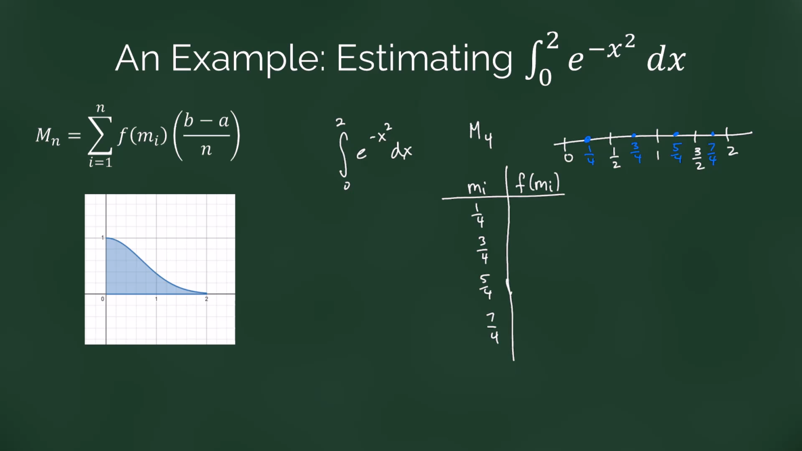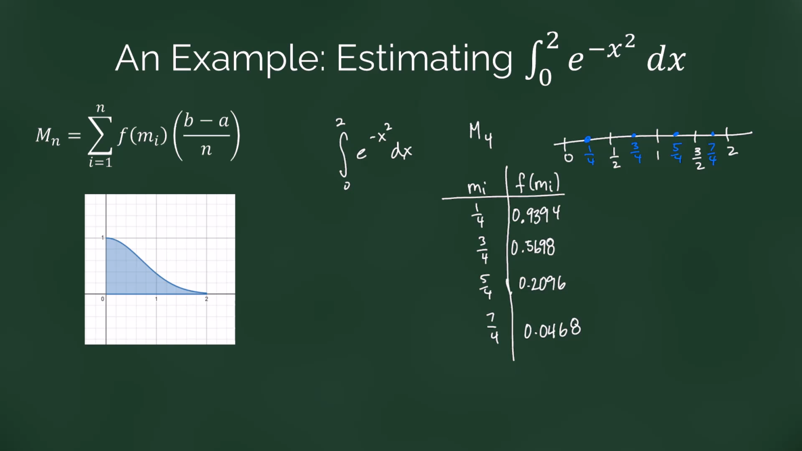We're doing e to the negative x squared. The calculator is clearly going to be involved in getting these. So I have some estimates that if m sub i is 1/4, then f of m sub i is going to be 0.9394. F of 3/4 is 0.5698. F of 5/4 or 1.25 is 0.2096. And f of 7/4 is going to be 0.0468. You can put zeros in front of those.